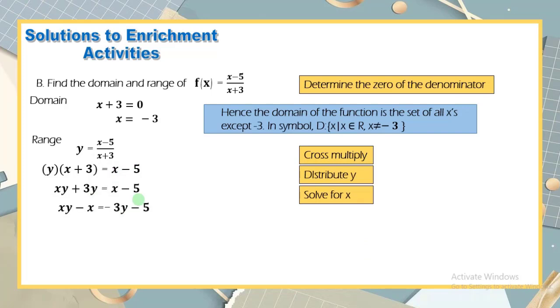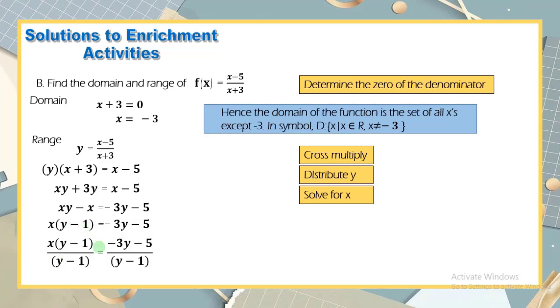Solve for x. So again, combine all terms having the x variable on the left side and all terms without the x variable on the right side of our equation. So positive x here was moved to the left side, becomes negative x. Positive 3y moved to the right side becomes negative 3y. And we simply copy xy here and negative 5. So again, these two terms have a common factor of x. So this will become x times (y minus 1) equals negative 3y minus 5.